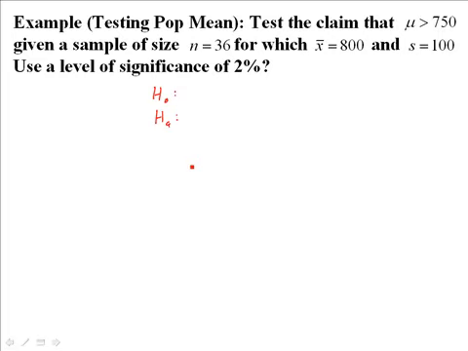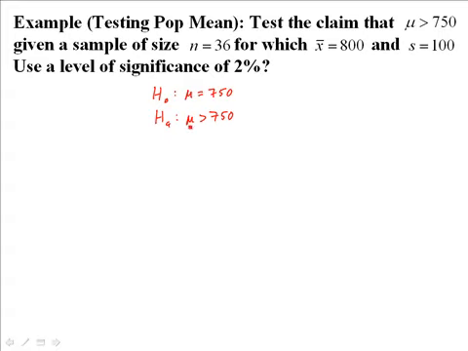Now in this case it says test the claim that mu is bigger than 750. And we know that the null hypothesis always comes in the form that the population mean is equal to some value. So this first statement up here isn't the null hypothesis, but this has got to be the form for the alternative hypothesis. So the value that we want to test has got to be 750. For the null hypothesis, I'm going to write mu is equal to 750. And then the alternative to that is that mu is bigger than 750 in this case.